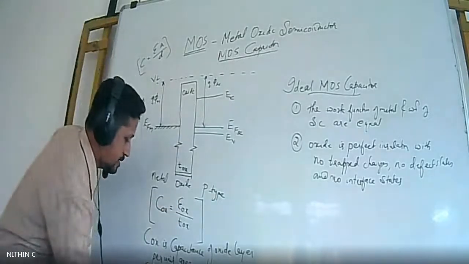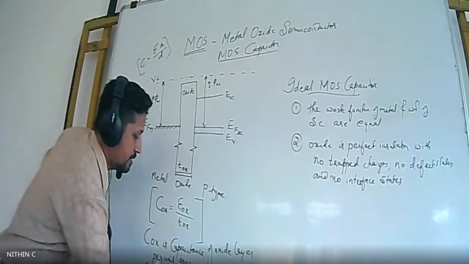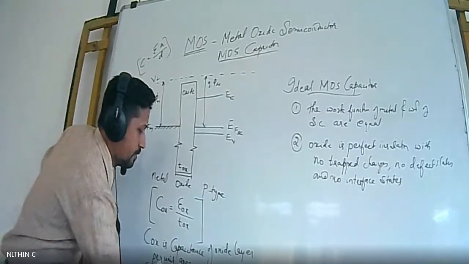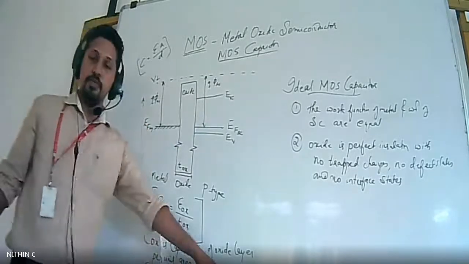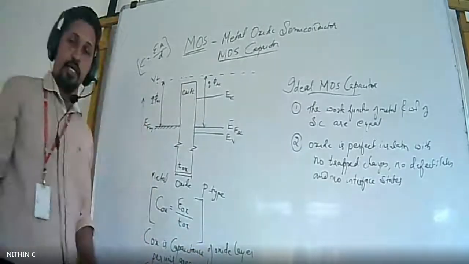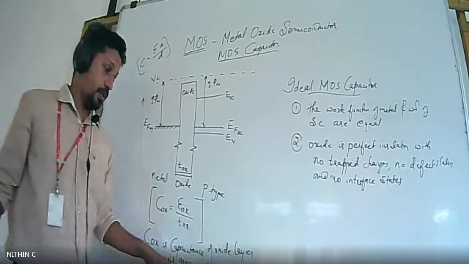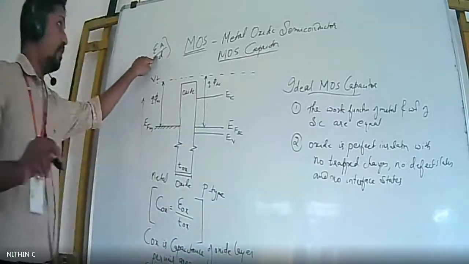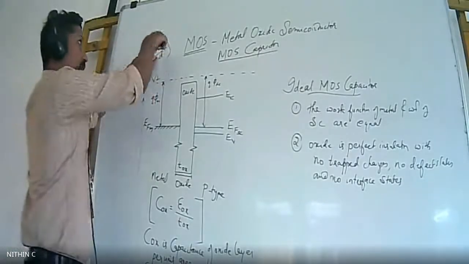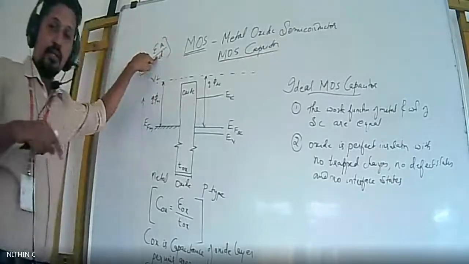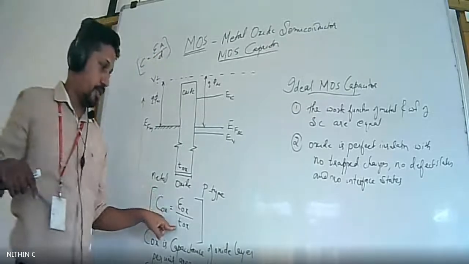Epsilon OX is the permittivity of the oxide layer, TOX is the thickness of the oxide layer, and COX is the capacitance of the oxide layer per unit area. The usual expression is epsilon A by D, but per unit area we divide this term by A. So A will get cancelled and you will get epsilon by D. That's epsilon OX by TOX.